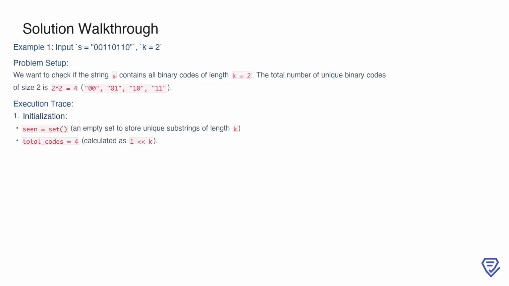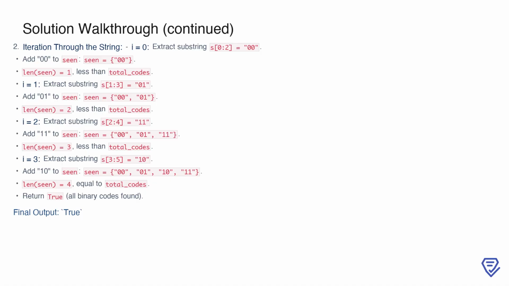To solve the problem, we initialize an empty set called seen to keep track of the unique substrings of length k that we encounter, and we set total_codes to 4, which represents the total number of binary codes we need to find. This setup prepares us to iterate through the string and check if all the required codes are present. Now, we begin iterating through the string to extract all possible substrings of length k equals 2.